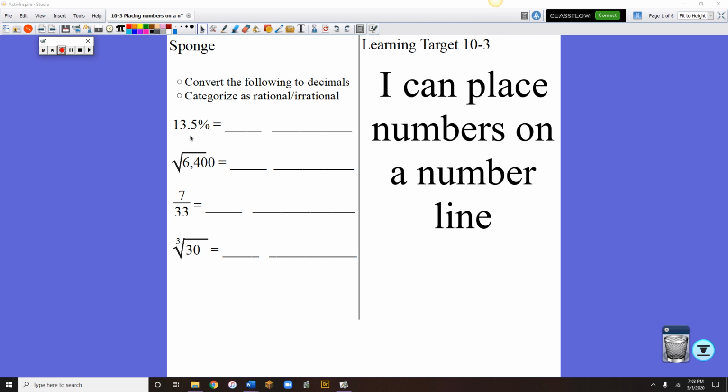Hey guys, this is our video for 10.3 where we're going to place numbers on a number line so we can get a relative idea of how big they are compared to other numbers. So our learning target is I can place numbers on a number line.